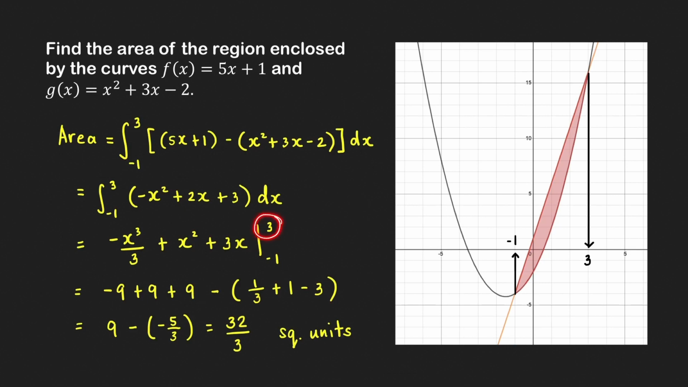And now we plug in the upper limit first. So plug in a 3 into this expression. We'll get here negative 9 plus 9, and then plus 9, minus, plug in the negative 1 into this expression, which gives positive 1/3 plus 1, and then minus 3. And this is just equal to 9 minus, this is 1/3 minus 2, and 2 is just 6 over 3. So this is equal to negative 5/3. So 9 minus negative 5/3. So 9 is just equal to 27 over 3 plus 5 over 3. So we'll get here 32 over 3 square units. And this is the area of this region enclosed by the line and the parabola.